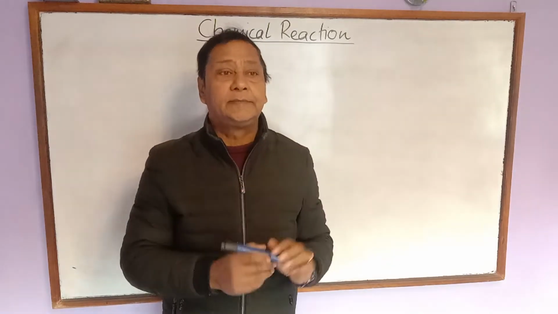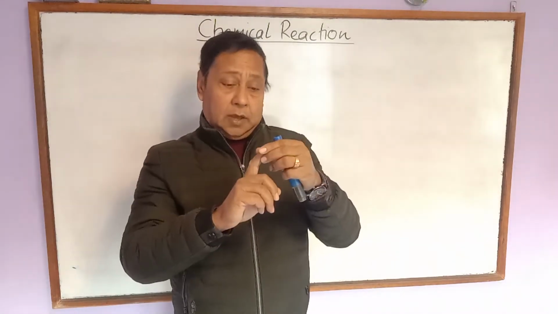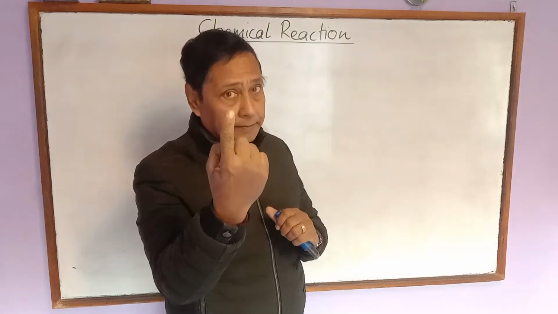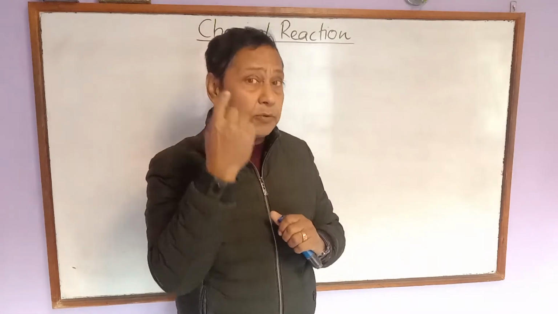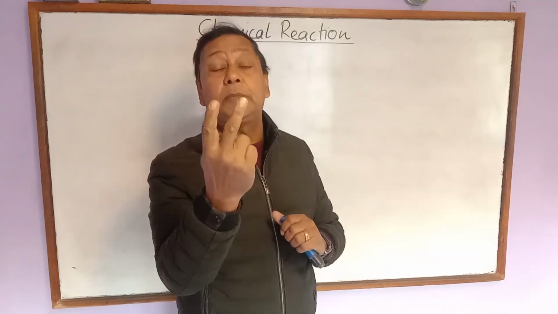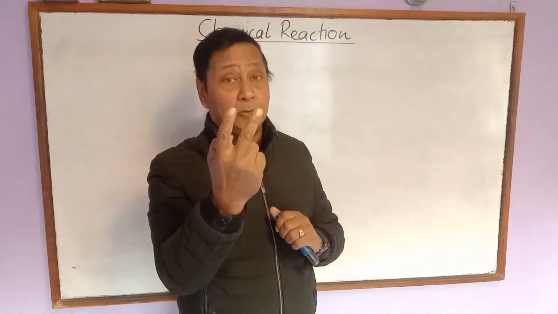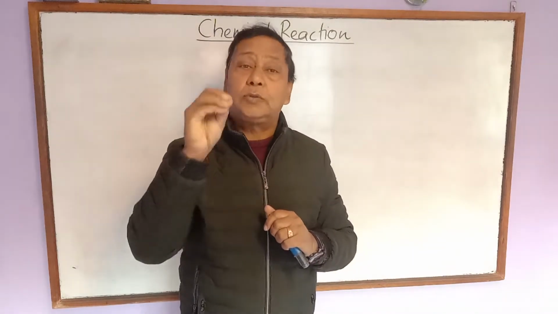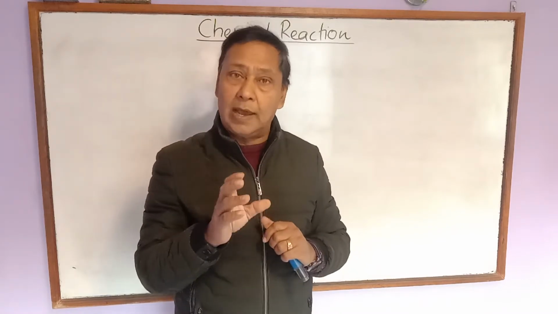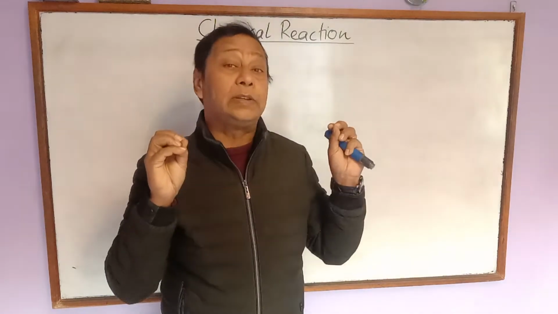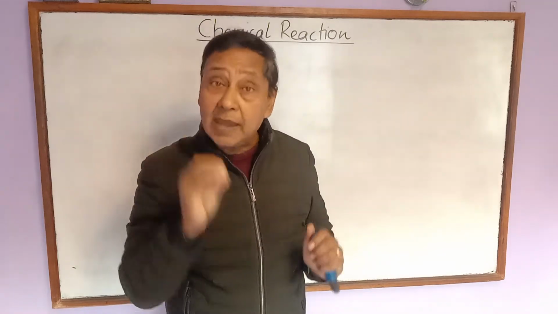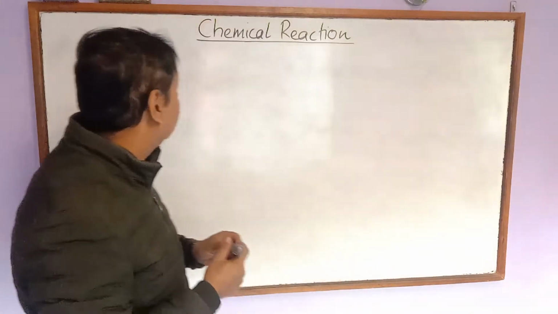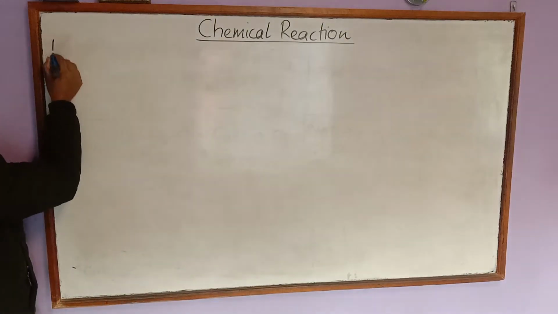For this, first we have to remember the valency of elements, number one. Secondly, we have to remember the radicals, their formulas and their valency. And then we'll be able to write the molecular formula. And when we become able to write the molecular formula, then only we'll be able to write a chemical reaction. That's why I want to start with the valency of elements first.